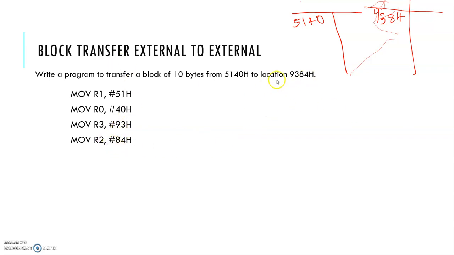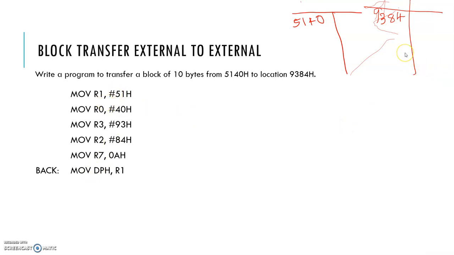So we initialize the source address and destination address in registers, and we need a register to hold the count, that is here we need to transfer 10 bytes. So the count is stored in the R7 register, that is 0A, which means 10.